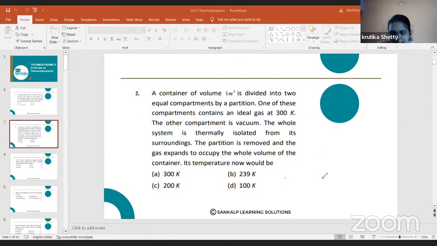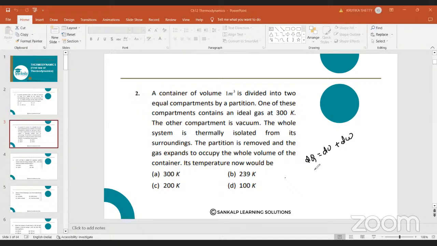According to the first law of thermodynamics, dq is equal to du plus dw. How so? dq is 0 because it is a thermally isolated system. And w is also 0. Why? Because of the free expansion, dw is 0. Therefore, we will get du is equal to 0, which means the differentiation of internal energy is 0, therefore U is constant.